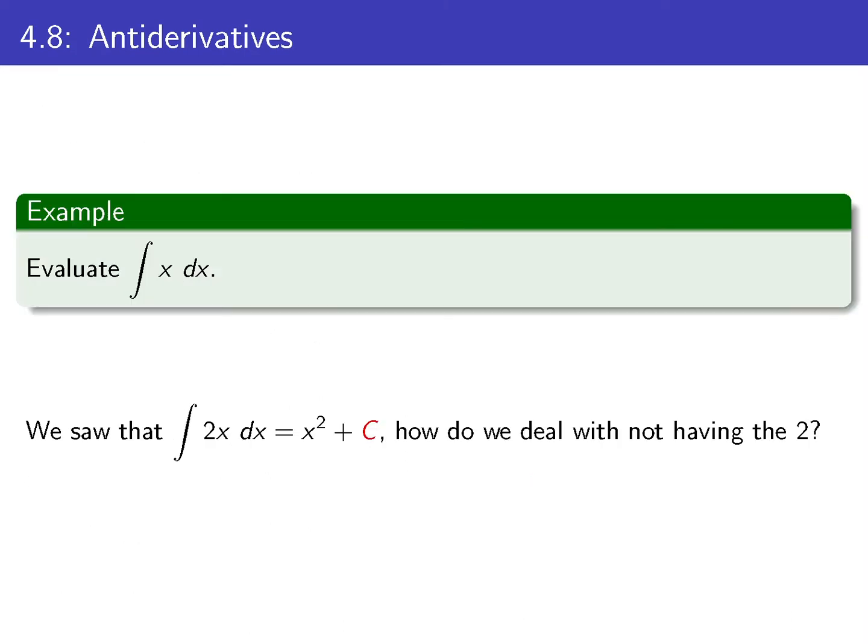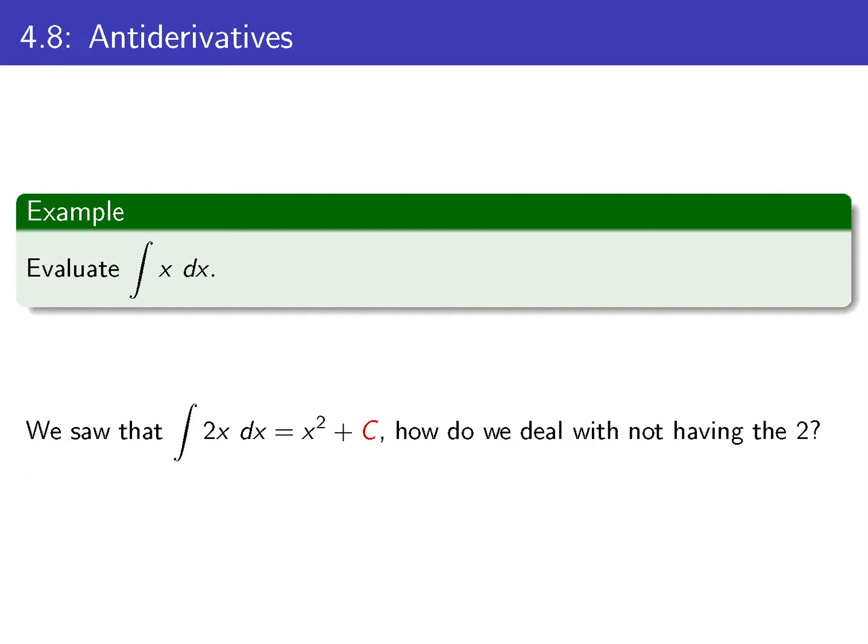So let's turn our attention to another example. In this one, let's compute the indefinite integral of x with respect to x. We saw two slides ago that the indefinite integral of 2x with respect to x has to be x squared plus a constant. So the question is, what do we do without having the 2? If you already see what to do, or you've seen this before, that's fine. What's important here is the concept underlying this, not this specific example.